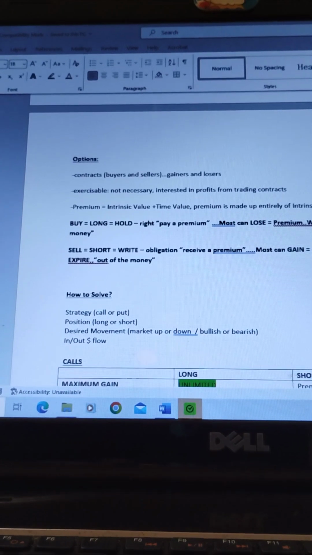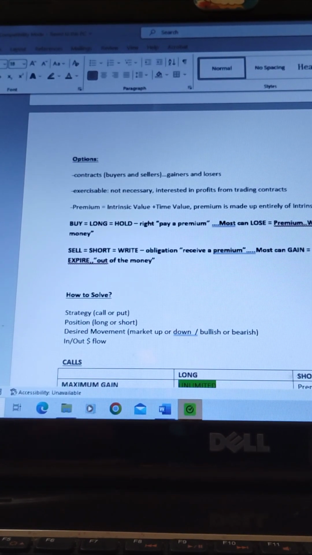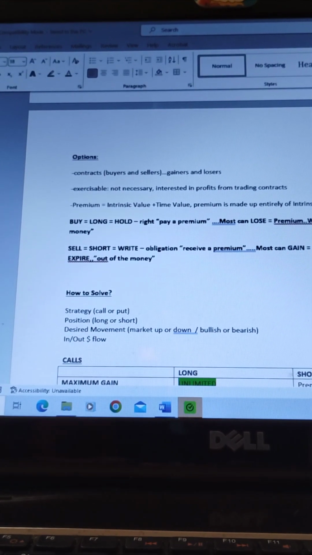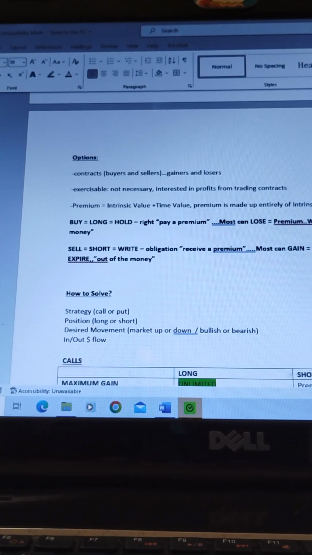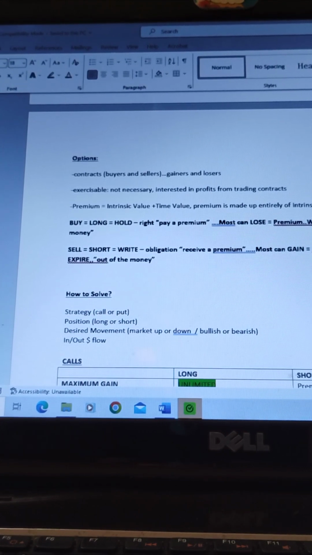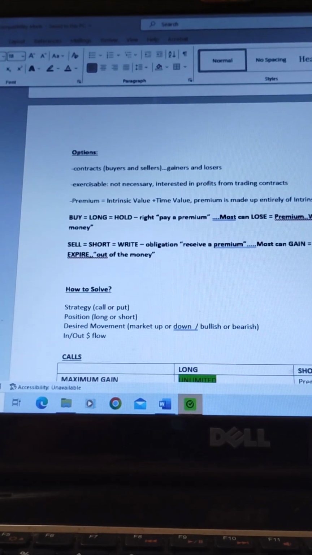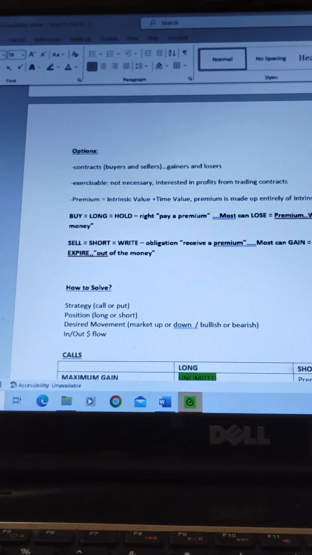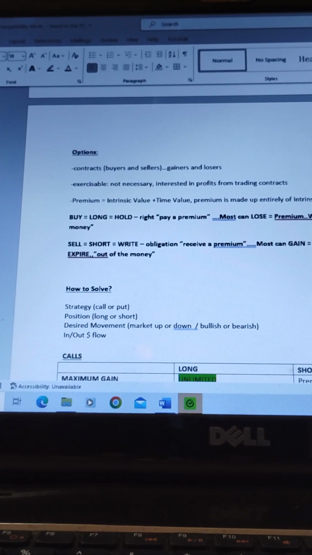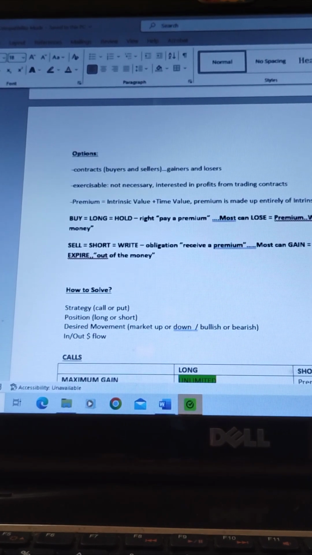As we move closer to the expiration of the option contract, the premium is made up entirely of intrinsic value, and the time value of money diminishes.